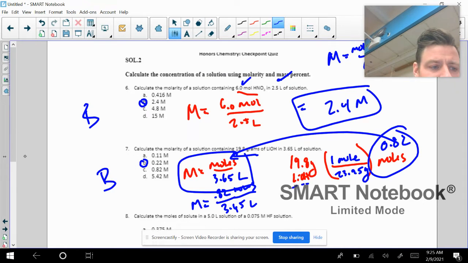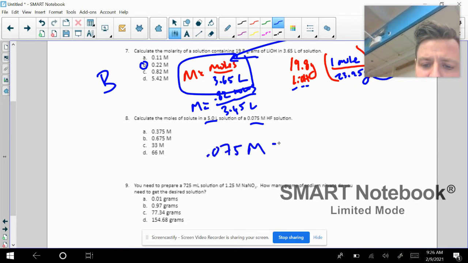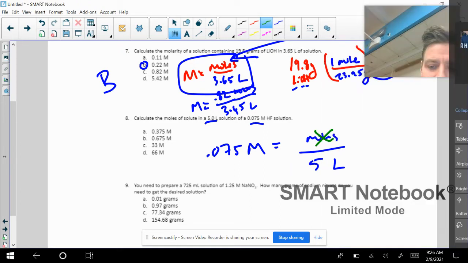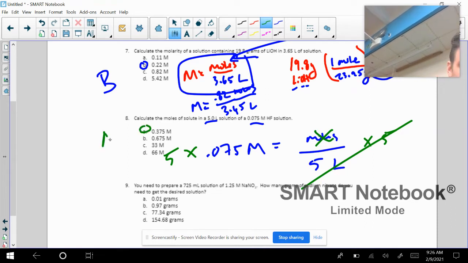Now calculate the number of moles in a 5.0 liter solution at 0.075 big M. We want to figure out the number of moles, and it's in a 5-liter solution. So I just have to solve for x. I multiply 0.075 times 5 to cancel out the liters, and that gives me 0.375.